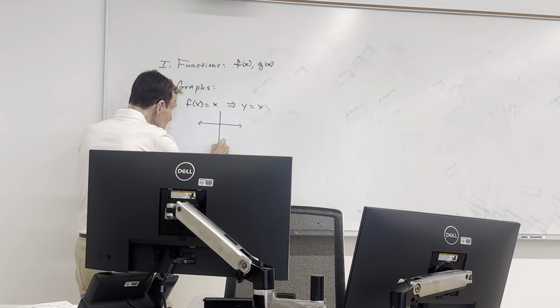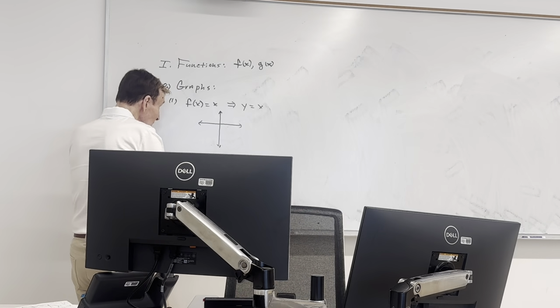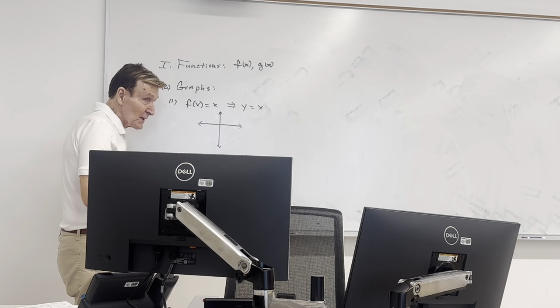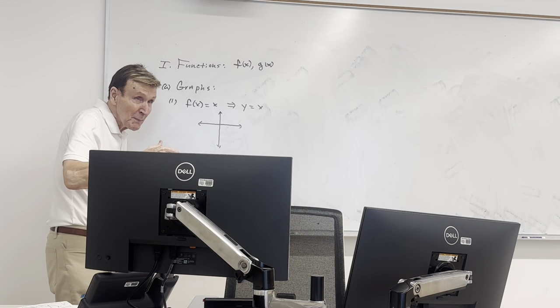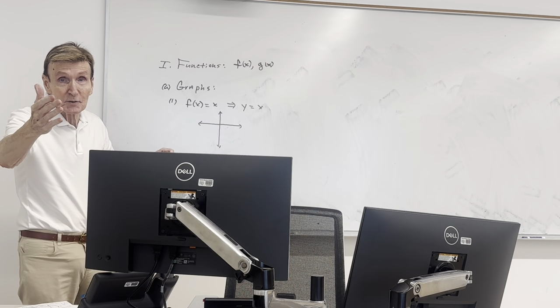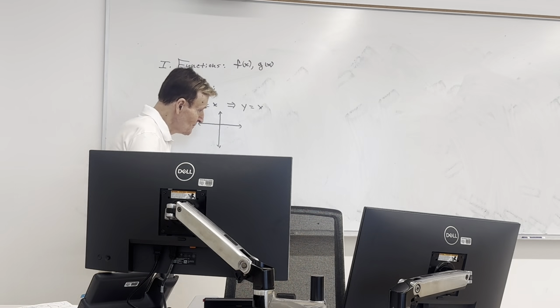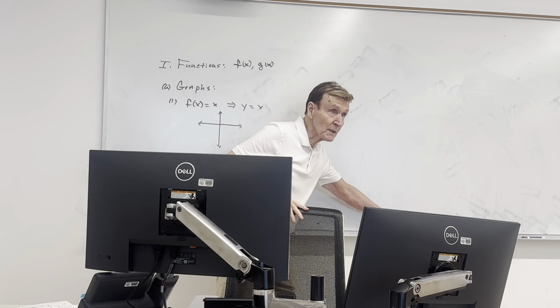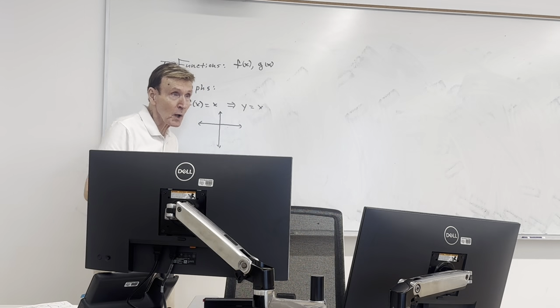And I can plot points if you wish. Does anyone think they know, after you plot a few points and connect them, what that graph looks like? It is going to be a diagonal. Tell me more about the diagonal. Linear. It's linear. Thank you. Straight line. Tell me more.